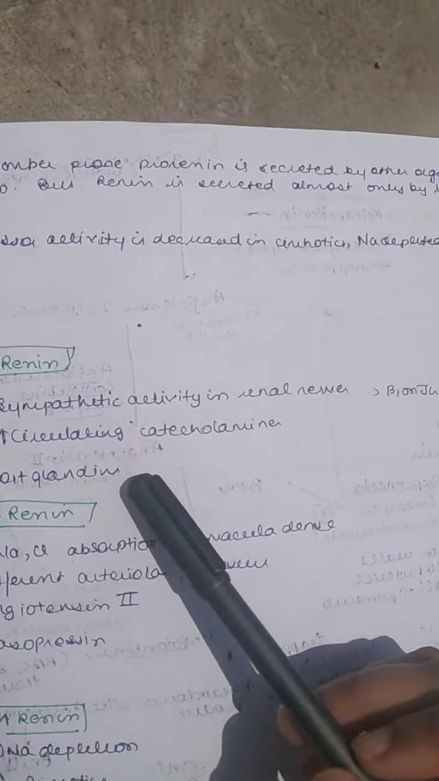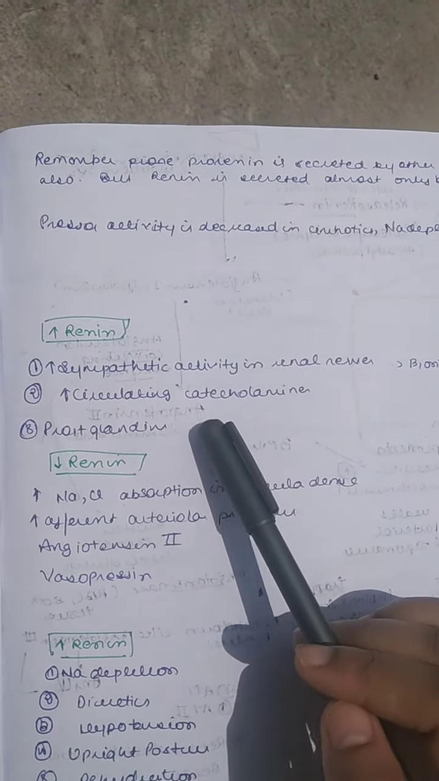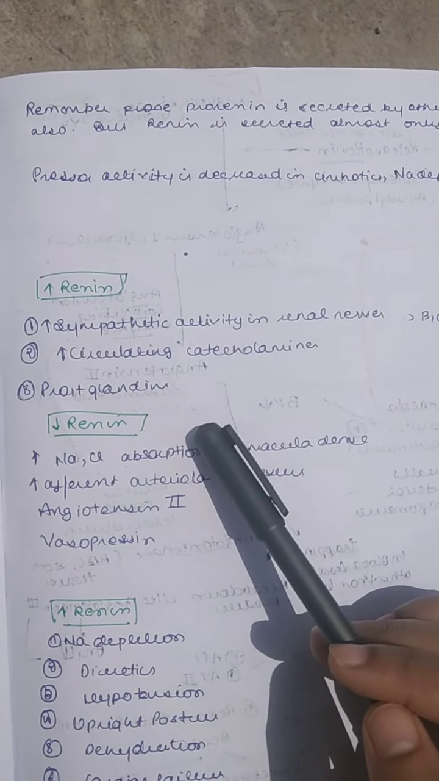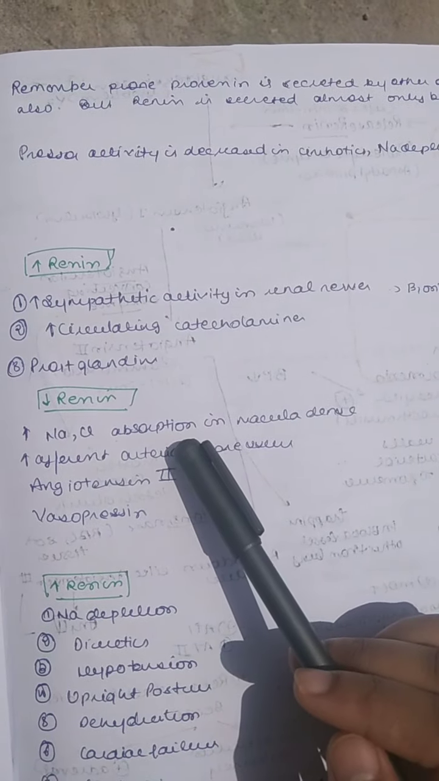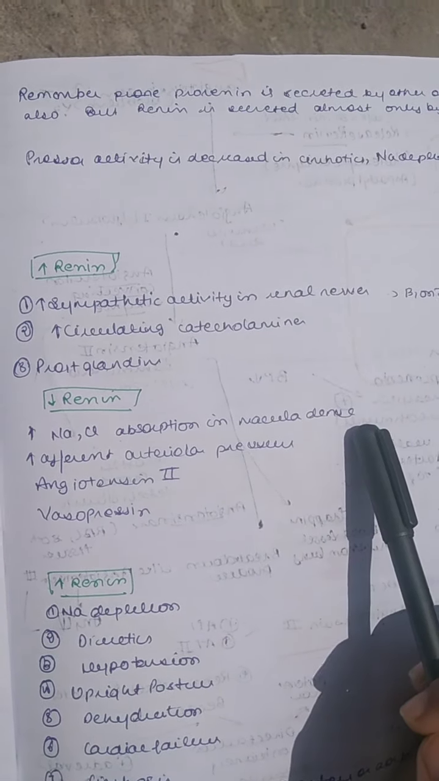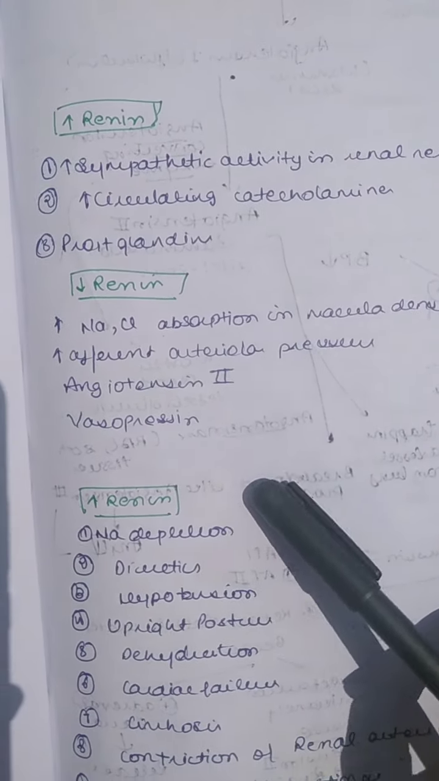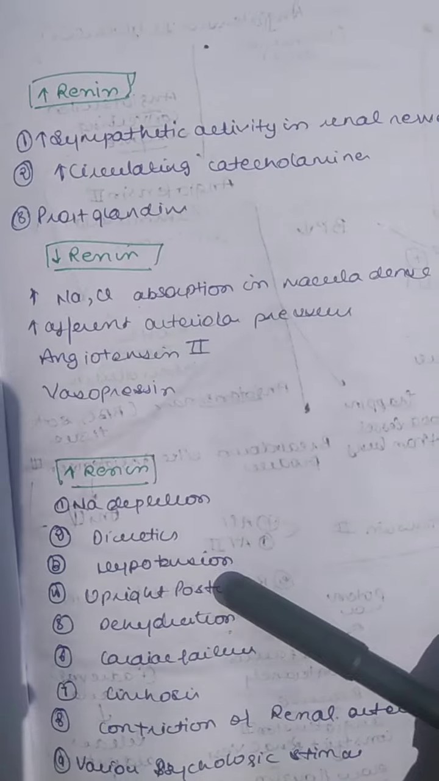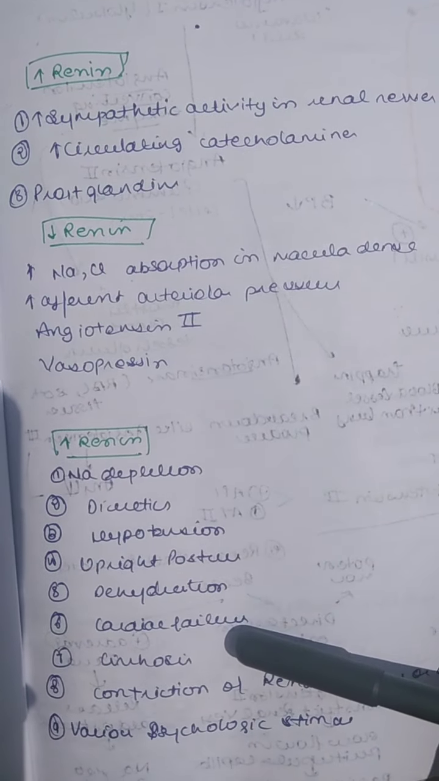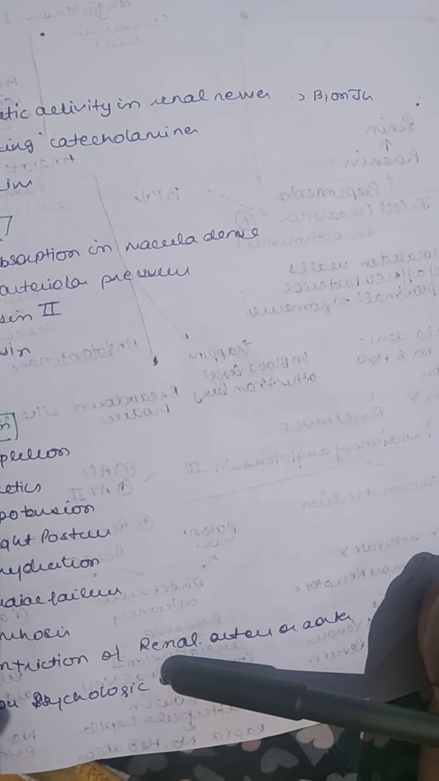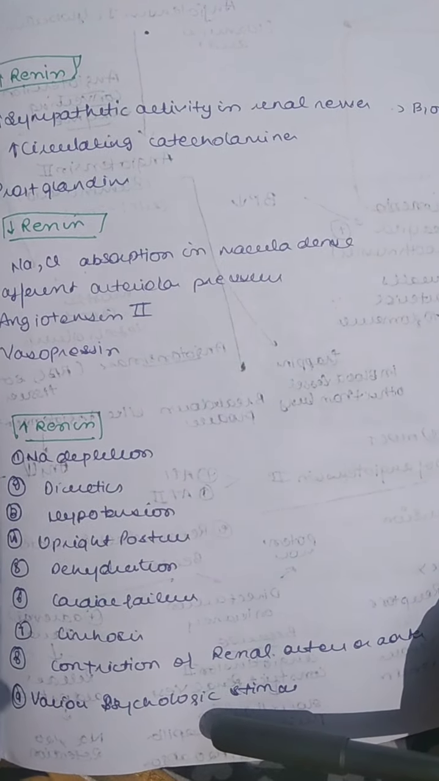Okay. Now factors increasing renin activity: sympathetic activity in renal nerves, beta 1 on JG cells, circulating catecholamines, prostaglandins. All these will cause increased renin activity. Now factors decreasing renin activity: increased sodium chloride absorption in macula densa, increased afferent arterial pressure, angiotensin 2, vasopressin. And increasing renin: sodium depletion, diuretics, hypotension, upright posture, dehydration, cardiac failure, cirrhosis, constriction of the renal artery or aorta, and psychogenic stimuli.